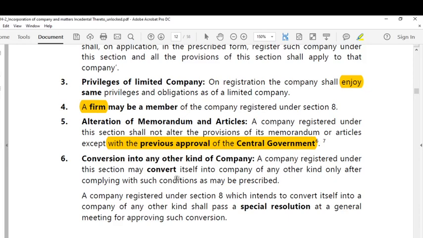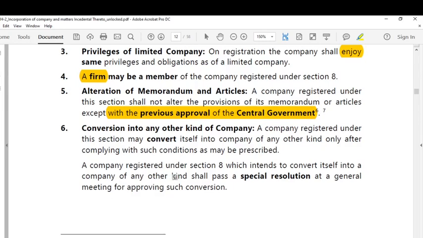However, in case of a Section 8 company, it is not so. They should obtain the previous approval of the central government either to alter the memorandum of association or the articles of association. And not only that, a company registered under this section may convert itself into a company of any other kind only after complying with certain special conditions. So conversion of a Section 8 company into any other kind of company is not allowed automatically.